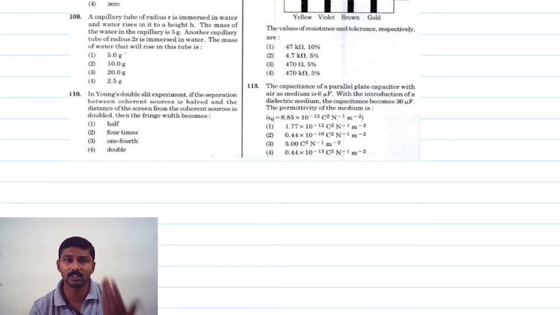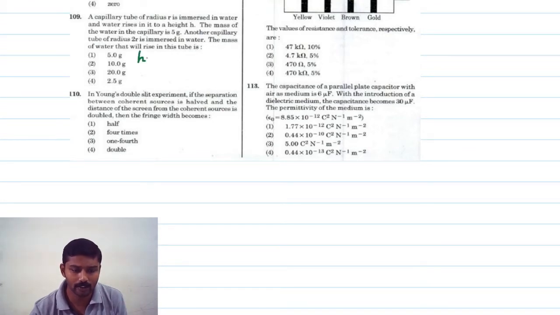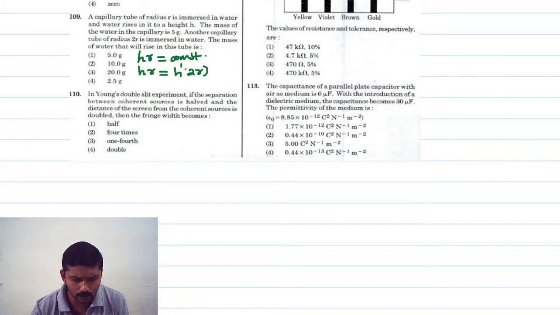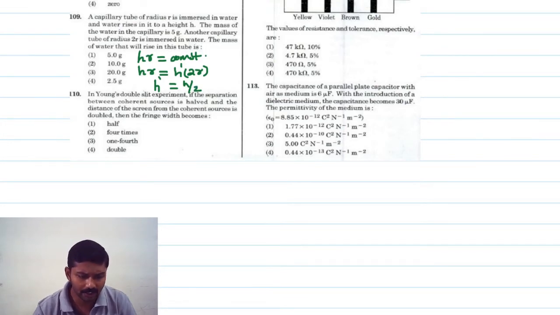The mass of the water this time rises equal to, definitely you know that the height to which the water rises times the radius of the tube is always equal to a constant. If you have studied the theory properly, it's a constant. So I can write it as, in the first case it was rising to a height h, then the radius is r. In the second case, how much we don't know, h dash into the radius 2r. So h dash is equal to h by 2. So you have understood that that's the case.